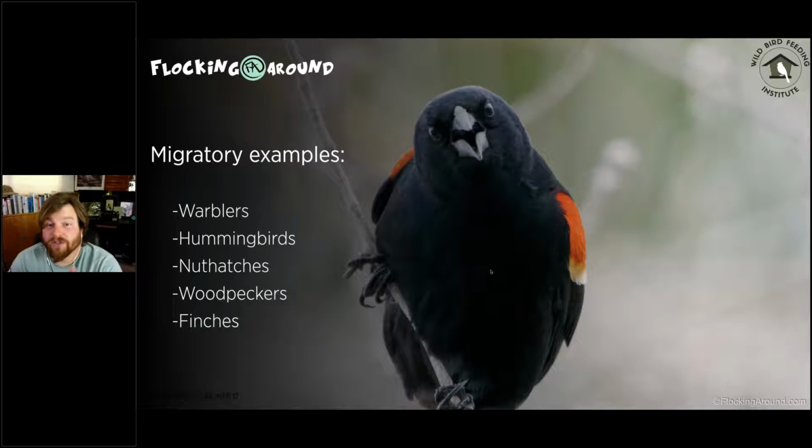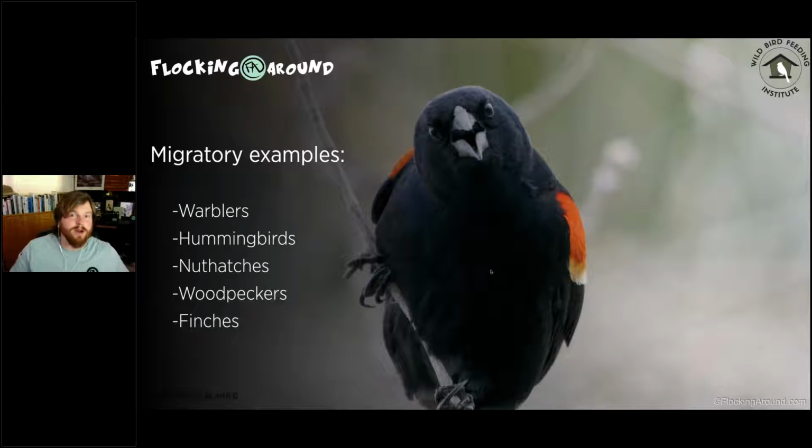Some examples of migratory birds. Well, the one staring at you right now, obviously, red-winged blackbird, it is a migratory species, but not for everyone. Depends on who you are and where you live. Some others, though, warblers, which is not a common feeder bird for most of us, but still a bird that is very much beloved by the feeding crowd. Hummingbirds, very migratory. Not all species, but a large percentage.